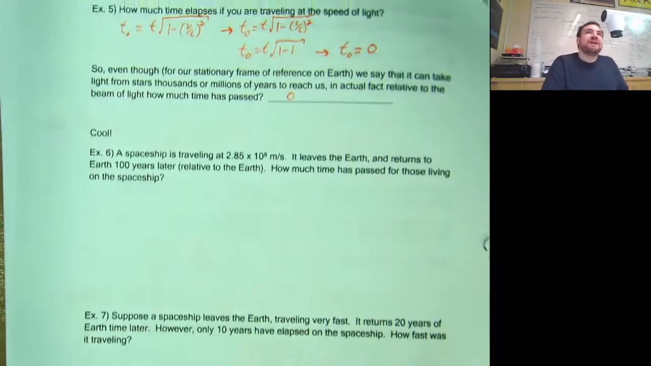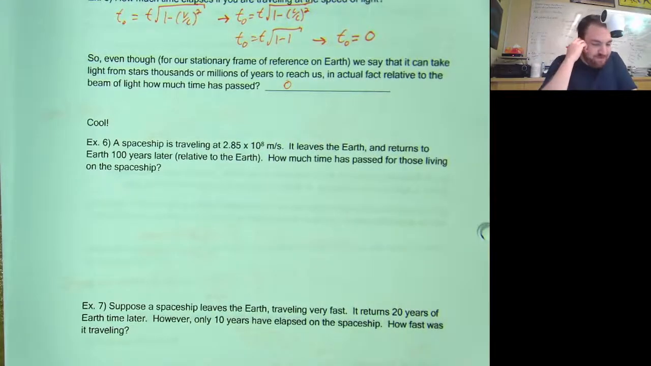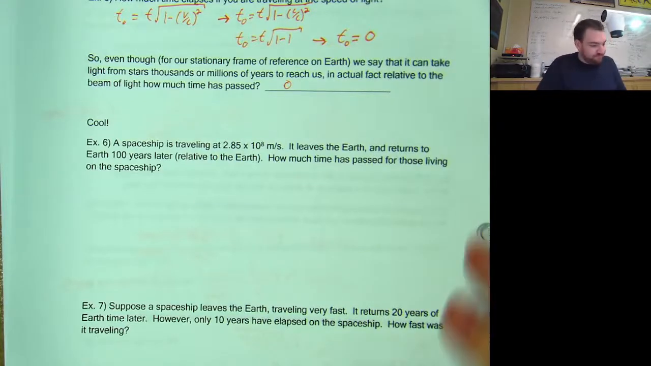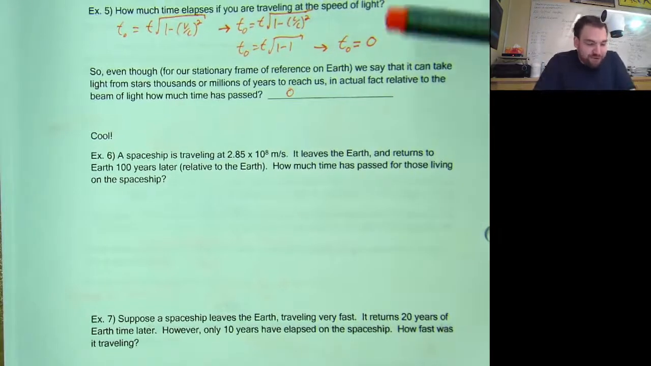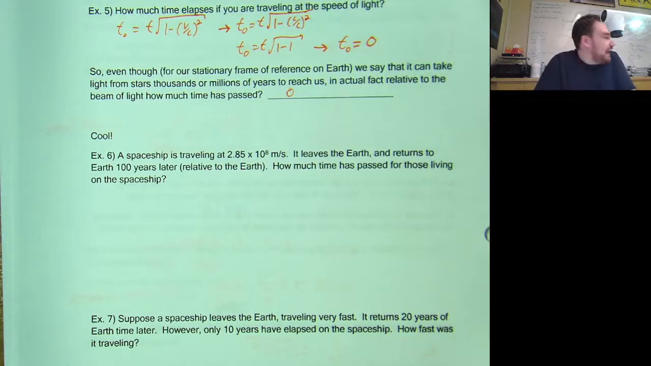Here we go. A spaceship is traveling at 2.85 times 10 to the 8 meters per second, leaves the Earth, and returns 100 years later relative to the Earth. Now we're not using a percentage of c, we're using a value: 2.85 times 10 to the 8 meters per second. How much time has passed for those living on the spaceship?